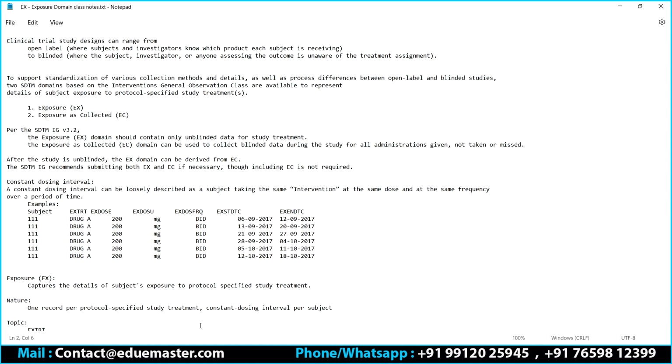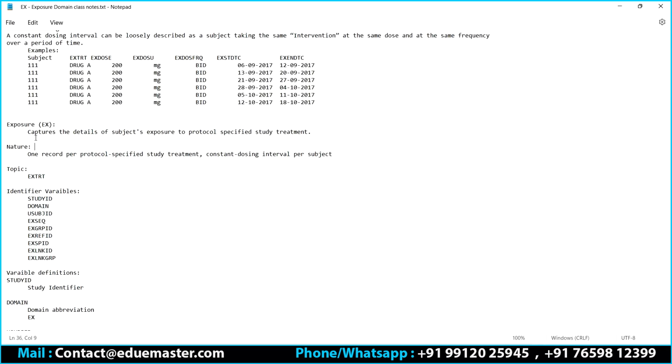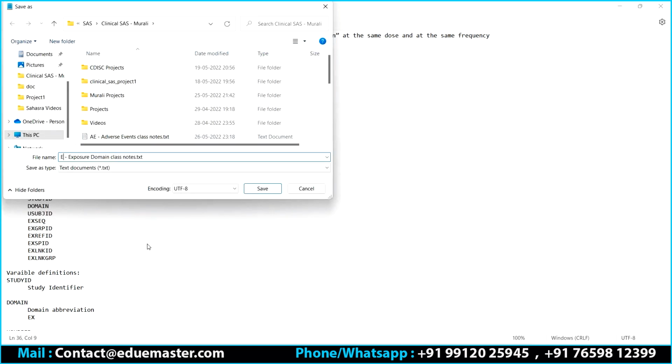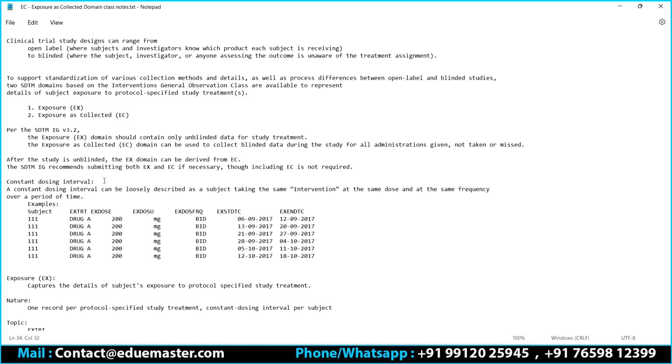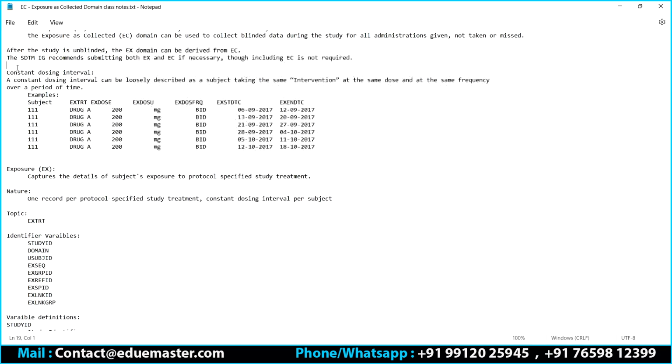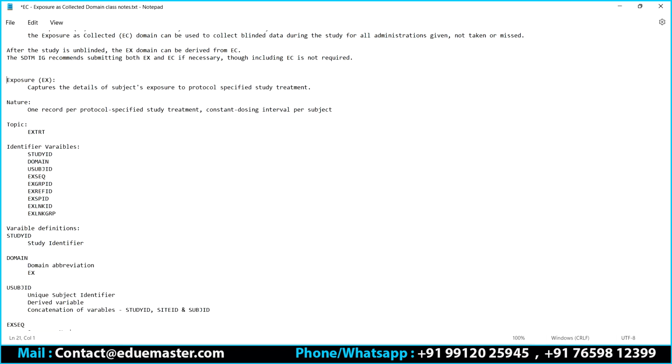So shall we proceed with exposure as collected today? It is going to be a very simple one because it has almost all the data we have in your exposure domain. I'll save this and call it exposure as collected. Maybe I can keep this information as it is, it will be useful. From here, I'll change. This is going to be exposure as collected because it has the same variables. So instead of copy pasting, why can't I edit the same nodes? It's going to be okay.